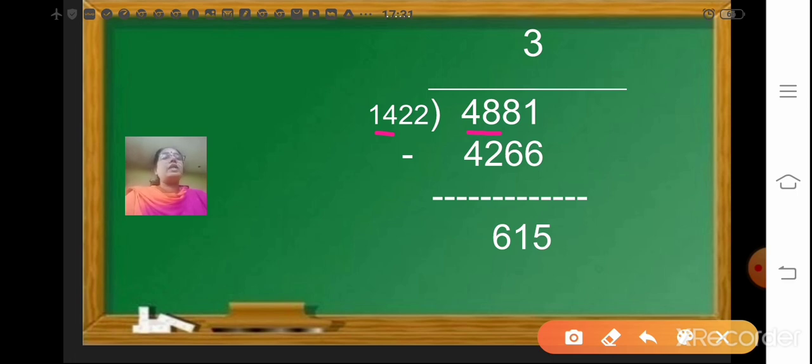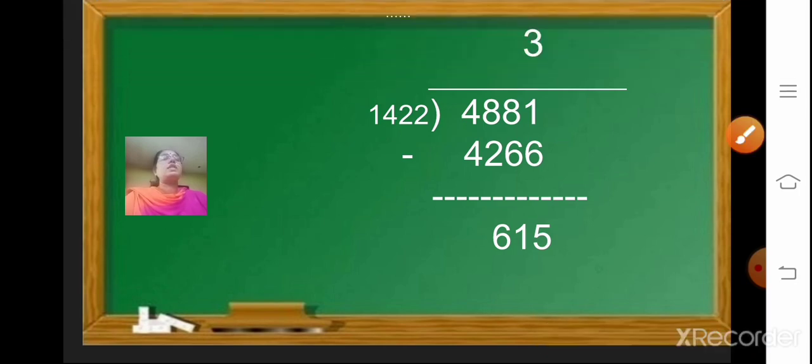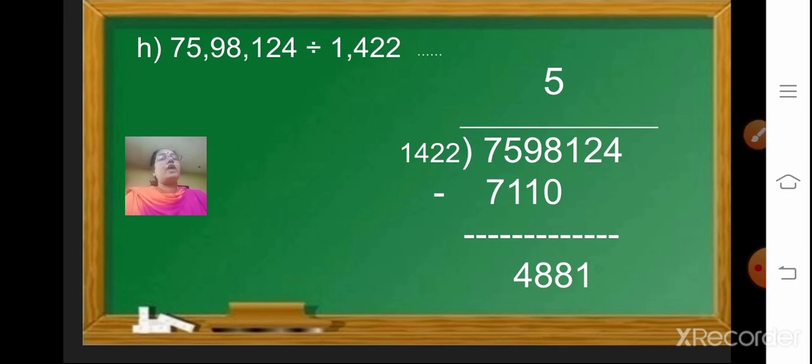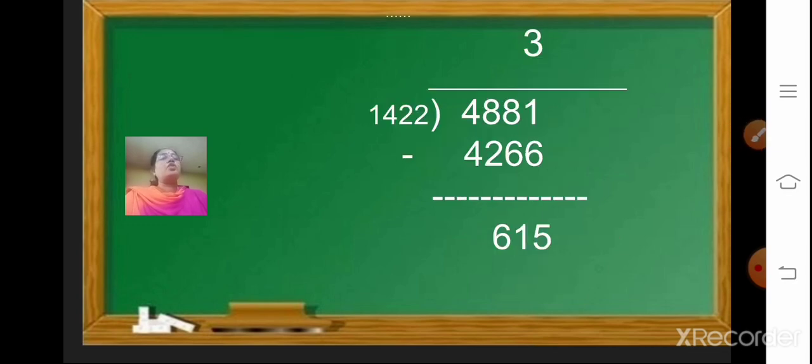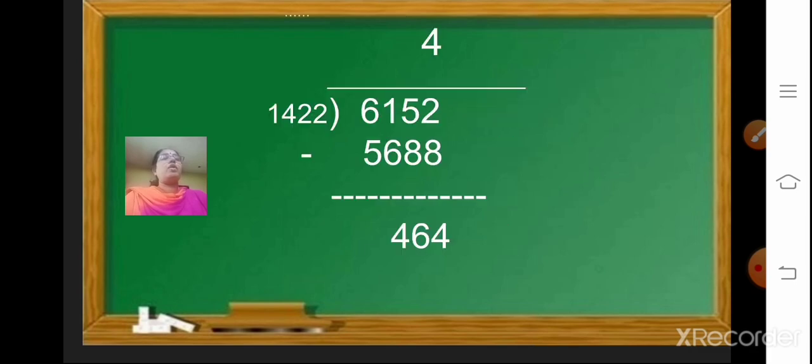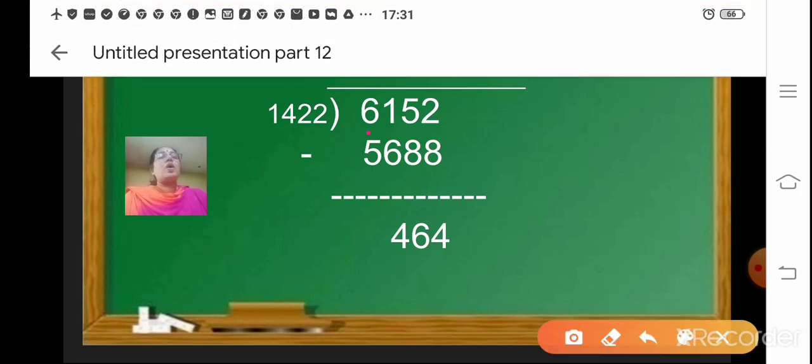So 1422 multiplied by 3 has to be written exactly above, which will give you 4266. Now when you subtract these two numbers, you will get the remainder as 615. The first number we brought down was 1. The next number we have to bring down is the number 2. So when you bring the number 2 down, your number becomes 6152.